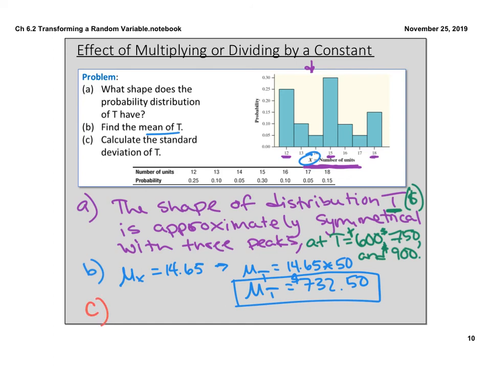And then C, last one, calculate the standard deviation of T. Same thing. I go back and look at what the standard deviation of X was, which was 2.056. Then I use that to find the standard deviation of T, which is 2.056 times 50. I get 102.8. So $102.80 is my standard deviation of T.